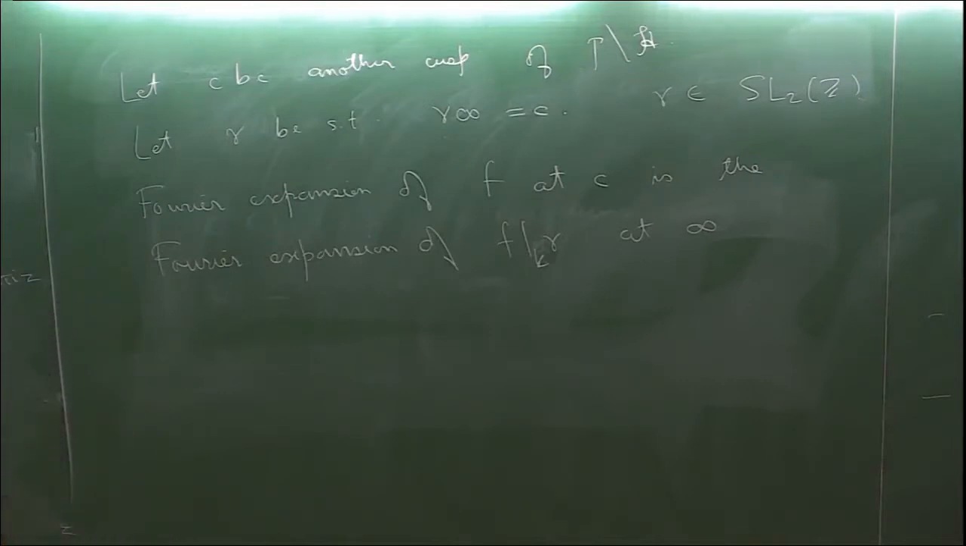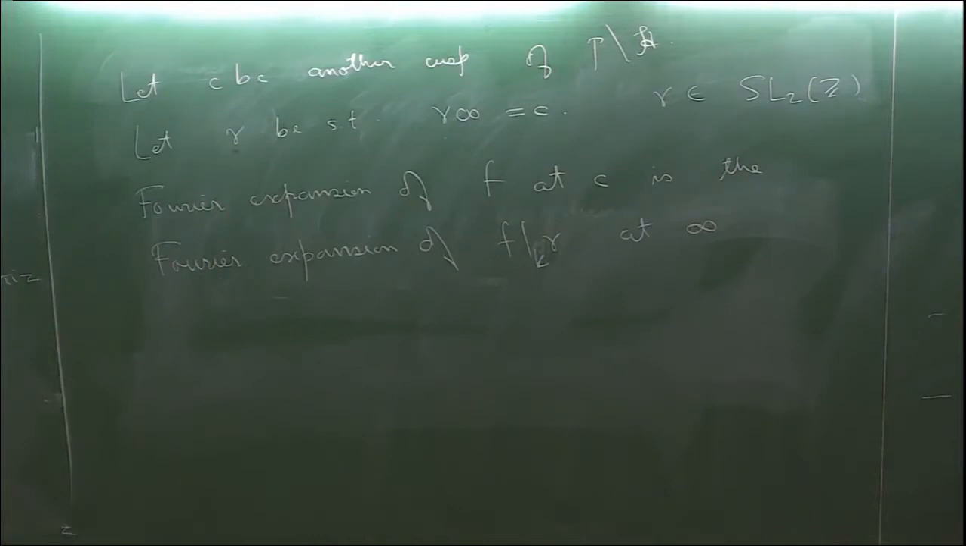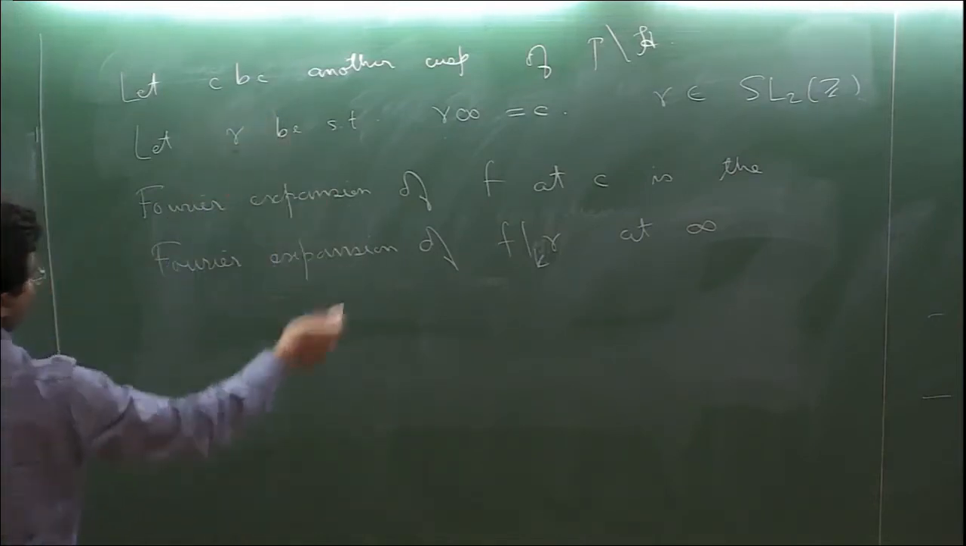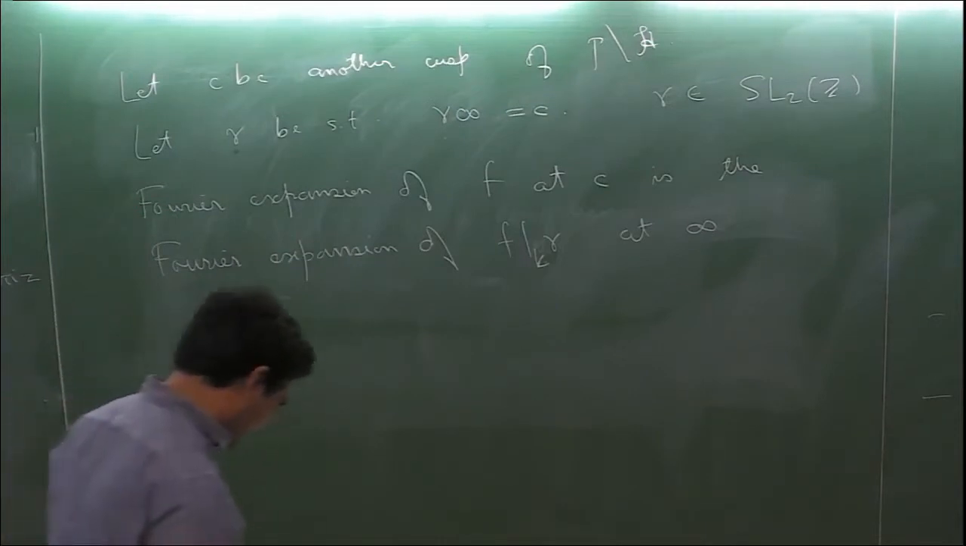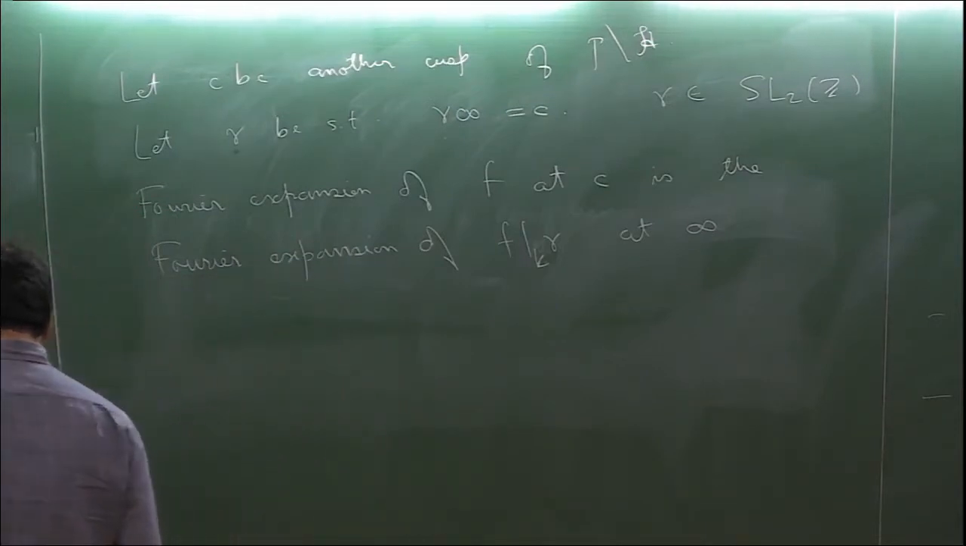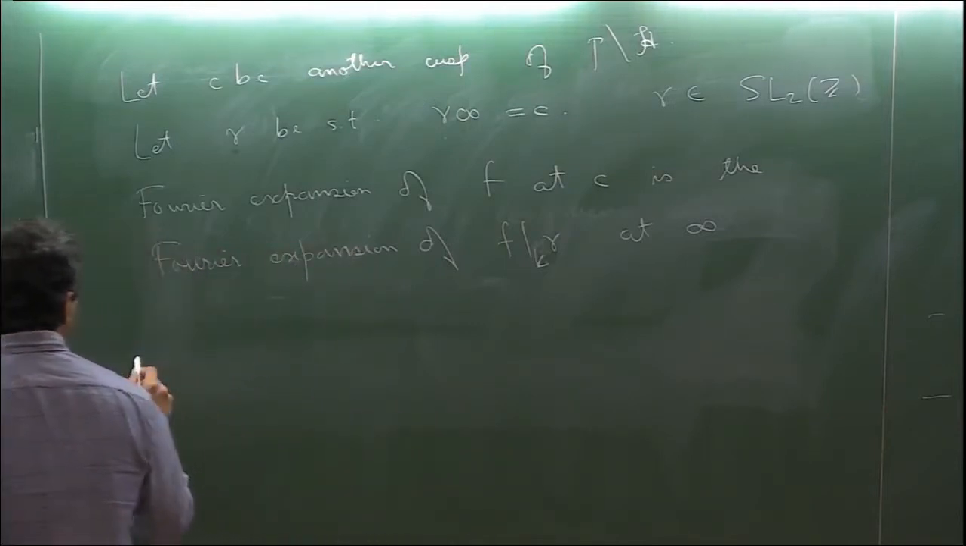You have to be careful about choosing this gamma. So these coefficients may depend on the choice of gamma, but a lot of things, like whether something is non-zero or not, doesn't depend on the choice of gamma. So if I make some statement about Fourier expansion at other cusps, then you just have to be a bit careful.